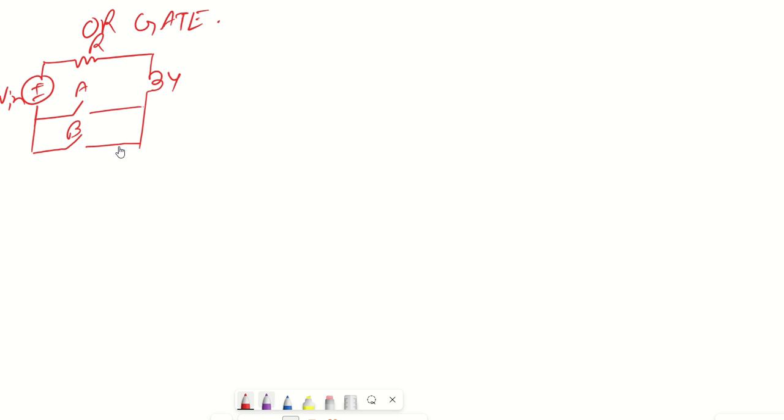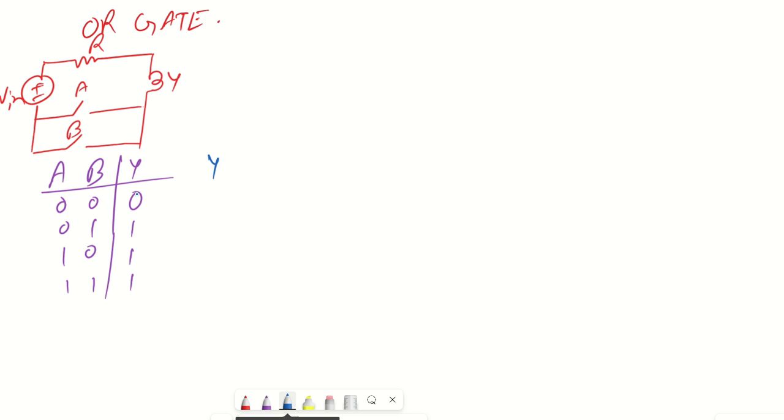You can see my table can be written as A, B and Y: 0 0, 0 1, 1 0, 1 1. My output will be 0 only when both are 0. Otherwise, if any of them or both of them are on, my output will always be 1. Understood? If I take the output expression using the max term expression, wherever it is 0, that term I can take. So it is nothing but A plus B. So Y is equal to A plus B. This is my OR gate expression.